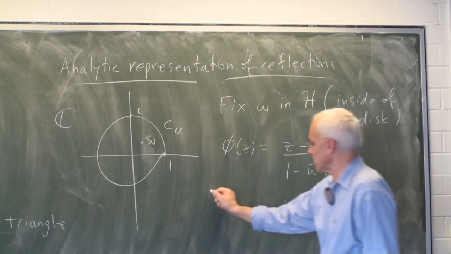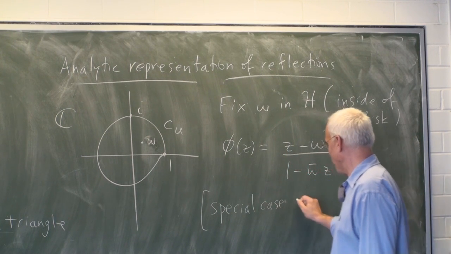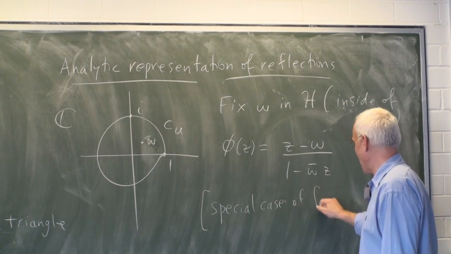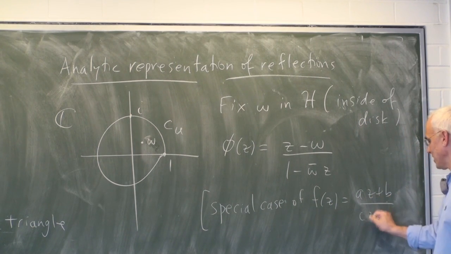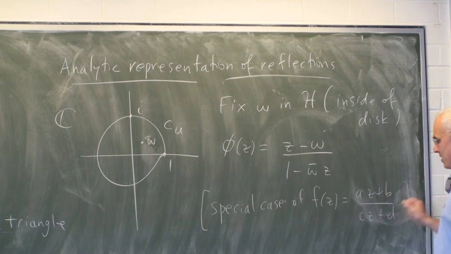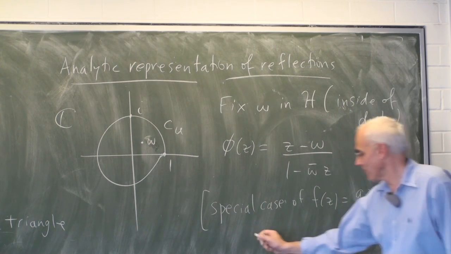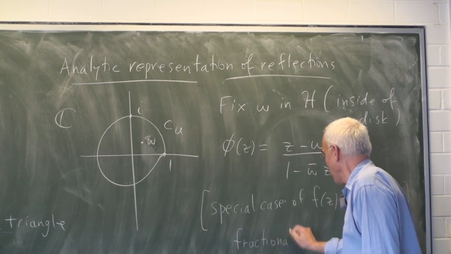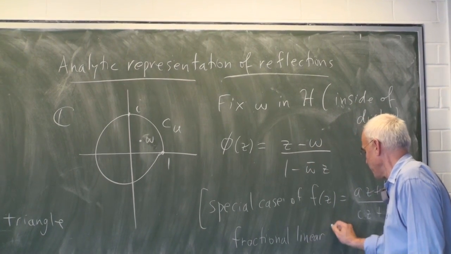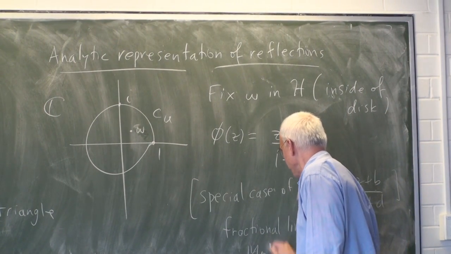That's a special case of the more general kind of formula, az plus b over cz plus d. That's called a general fractional linear transformation, or a Mobius transformation.